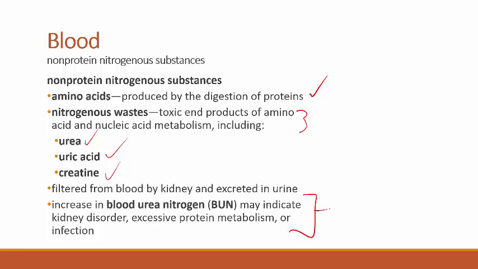And so if there's an increase in blood urea nitrogen, that's the nitrogen in the form of urea, which is the primary waste product, then that can indicate kidney disorder or possibly the excessive metabolism of proteins. People who are on starvation diets may wind up using proteins as an energy source, and that's going to produce higher levels of blood urea nitrogen.